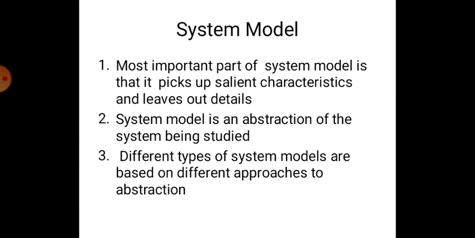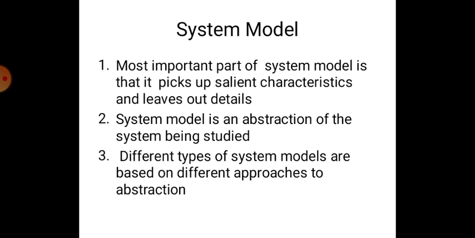Let us come back to the topic, system model. Point number 1, the most important part of the system model is that it picks up salient characteristics and leaves out details. Students, why is the system model important? Because it considers only important or salient characteristics and leaves out the details which are less relevant, so that it simplifies the system.